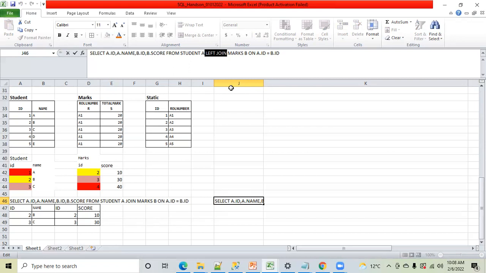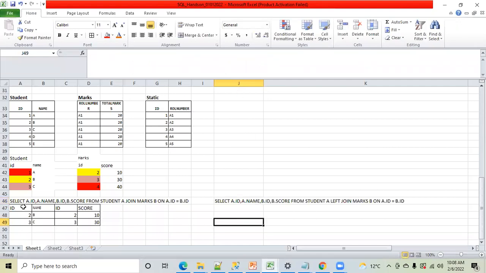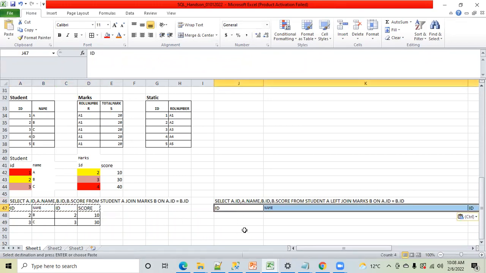Whatever magic this will do, we want to fetch all the records from the left table, the student table, as well as the matching records from the right. Okay. Fine. Can you help me with the output? What is the output for this?